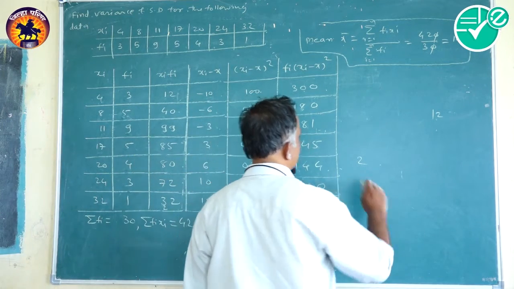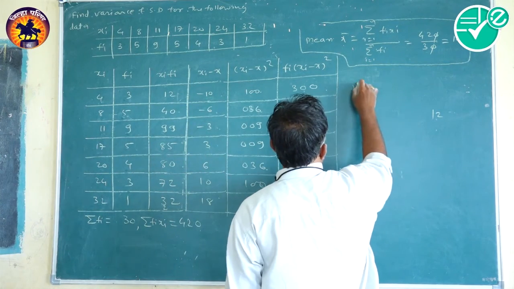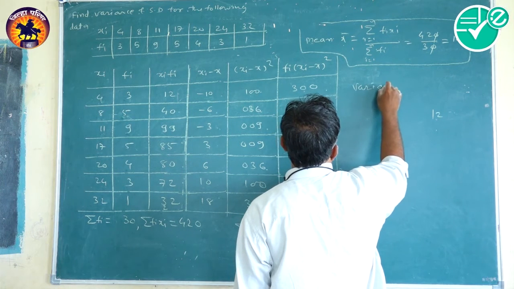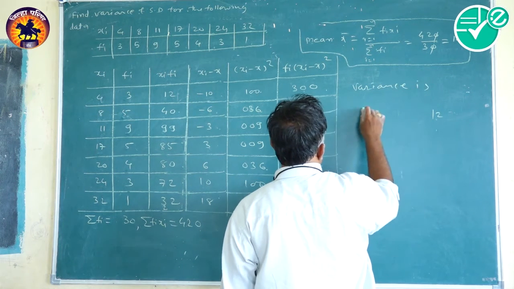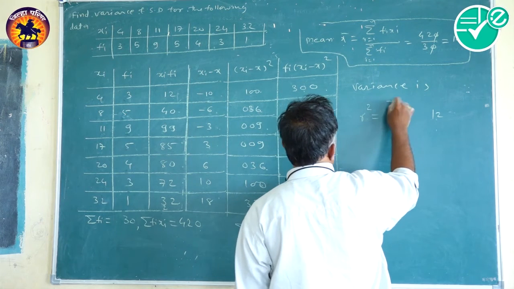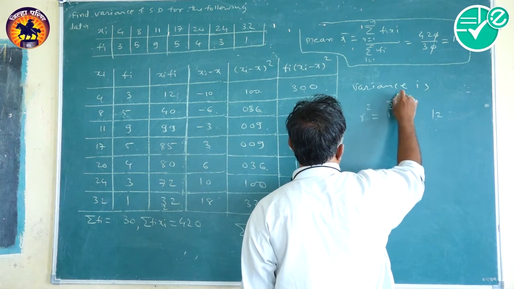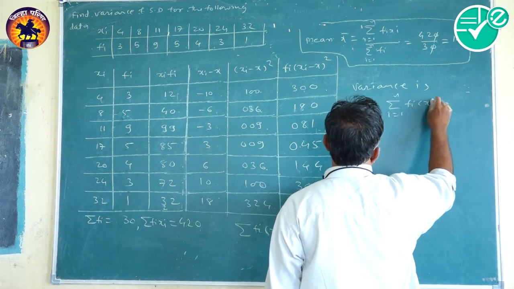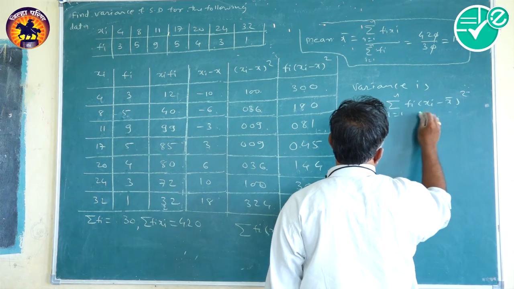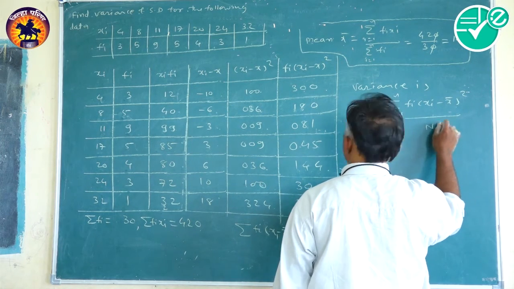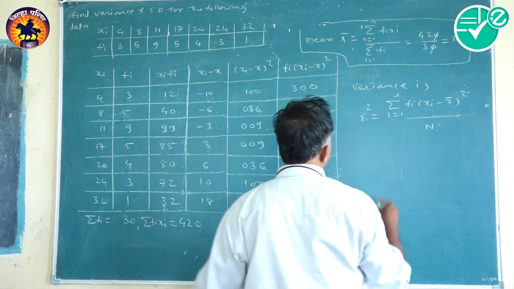And therefore, now the variance sigma square is equal to sigma i equal to 1 to n of fi xi minus x bar whole bracket square divided by capital N. Here capital N is 30.